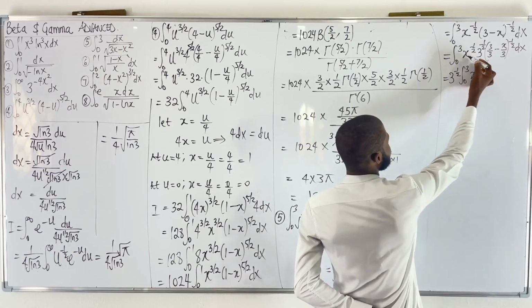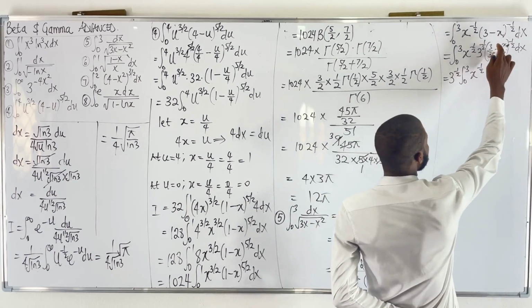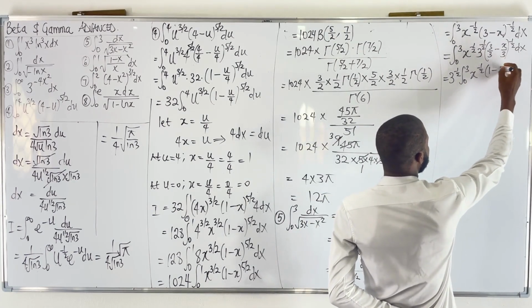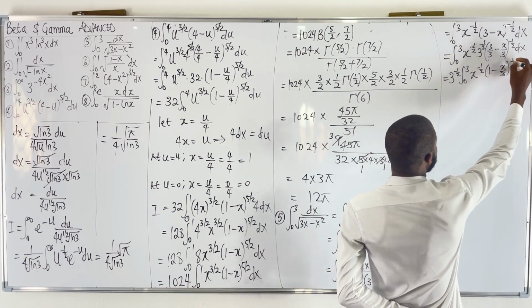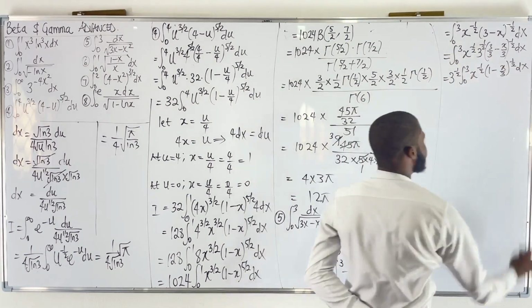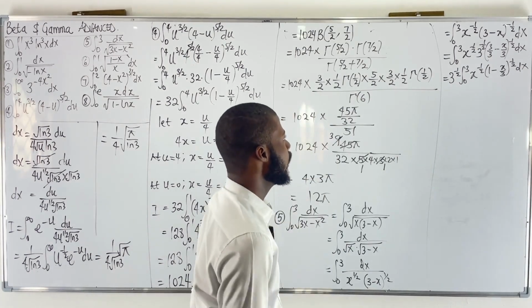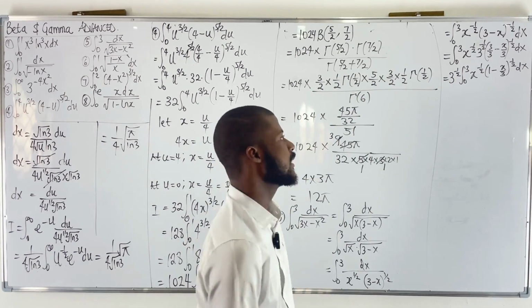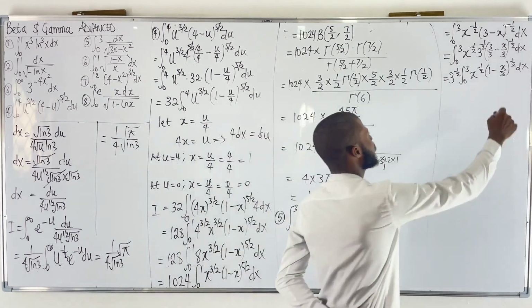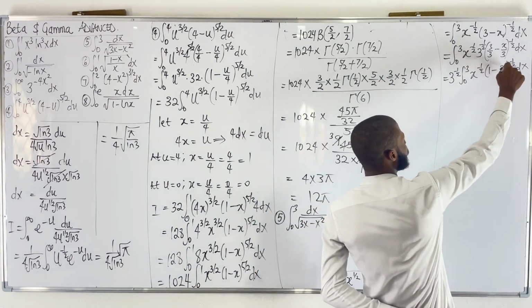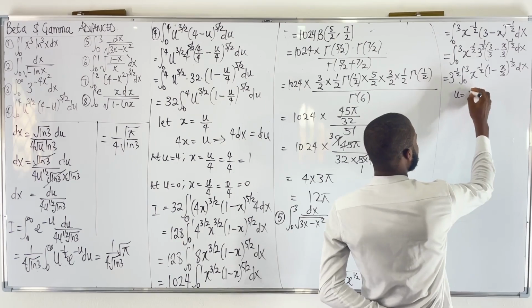So only this one is out. So x to the minus half. 3 over 3 is 1. So this is 1 minus x over 3 to the minus half dx. Okay, that's almost looking like what we need. But I need to say let u be equal to x over 3.